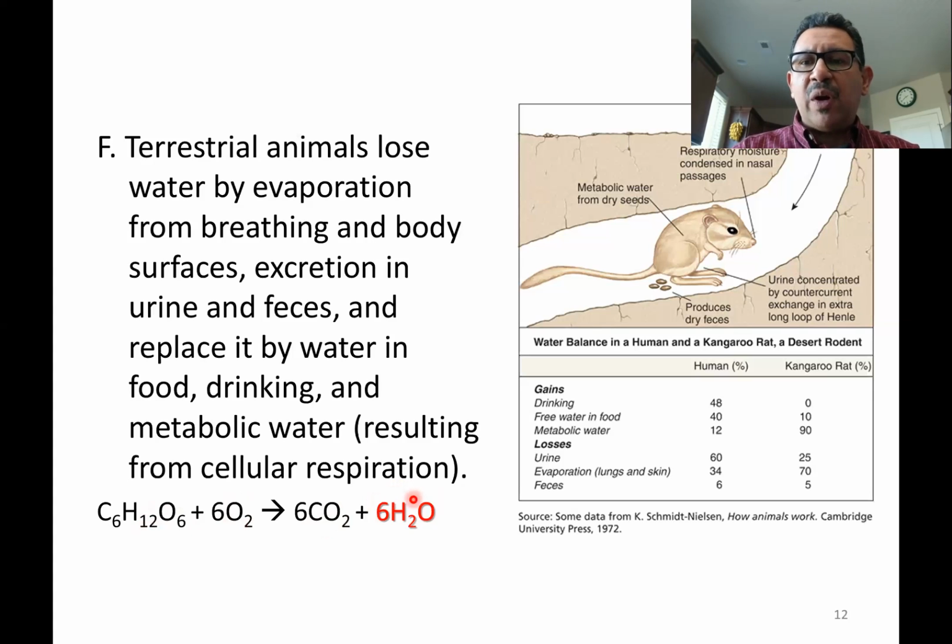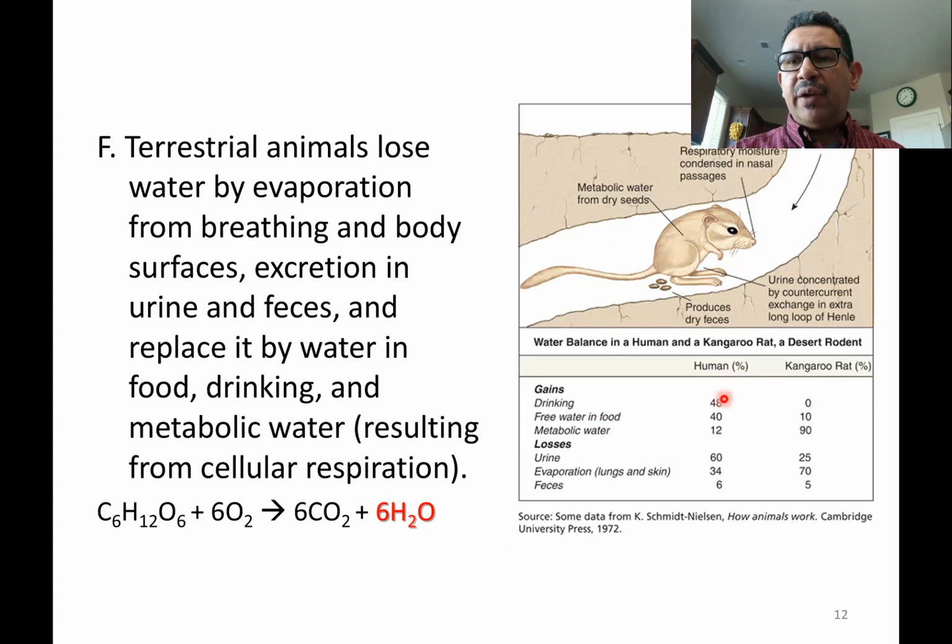So this metabolic water for us is not as important, only 12%. But think about an animal that lives in the desert. The desert is dry. There's not much water available. How can these animals get water back from what they're losing? Look at how they're gaining water. Not from drinking. There are many animals in the desert whose entire life cycle is completed without ever taking a single gulp of water.